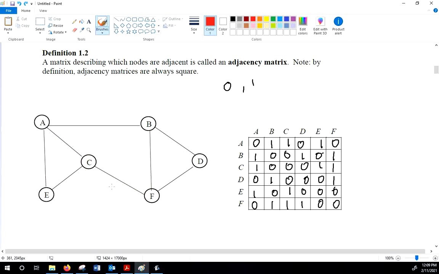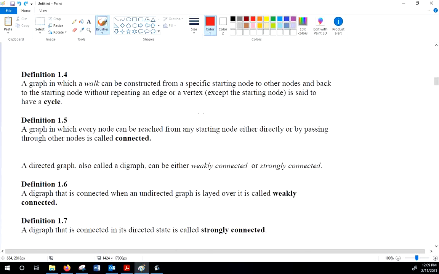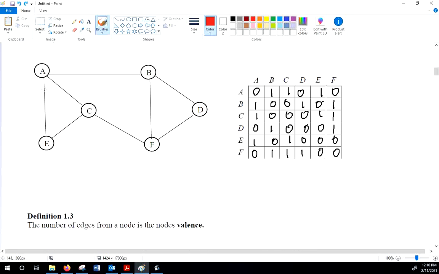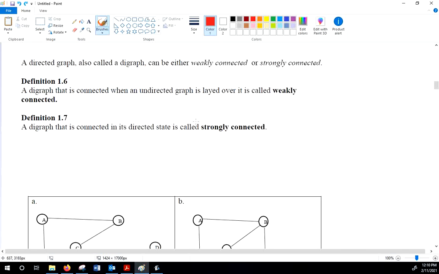A graph that has no cycles would be called a tree. We've seen those before, right? A graph in which every node can be reached from any starting node, either directly or by passing through other nodes, is called connected. So this graph is connected. If I'm on any one of these nodes, I'm not stranded from reaching somewhere else. And a digraph that is connected in its directed state is called strongly connected. So those are some different vocabulary words that we'll come across. Oh, and weakly connected is a digraph that's connected when an undirected graph is laid over it. So it would be connected if you could travel both directions, but we call it weakly connected.